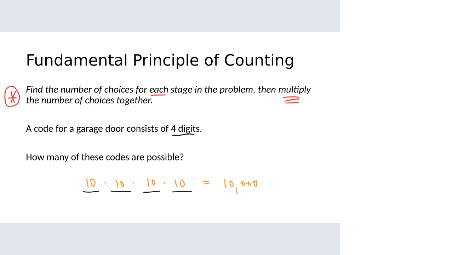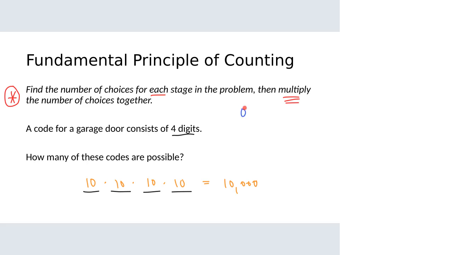If you're thinking 10,000 different possible garage codes, seriously? That's reasonable. A lot of the answers you'll see today will feel like there can't be that many. That's such a big number. Well, let's look at them.